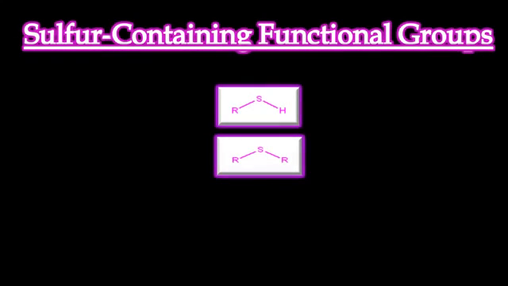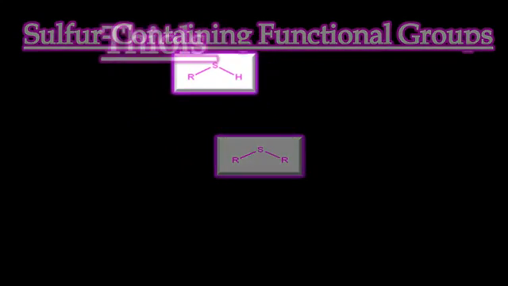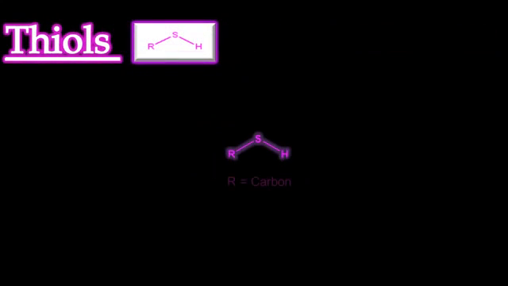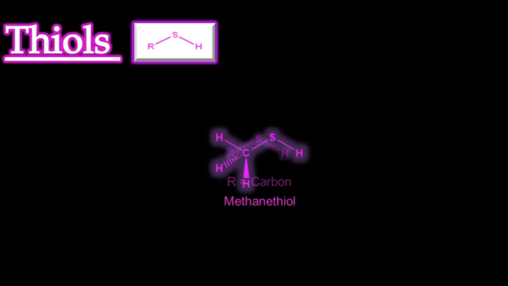Sulfur-containing functional groups. Let's start with thiols. Thiols consist of a single sulfur bonded to a carbon group and a hydrogen. Methane thiol is an example of a simple thiol. It features a methyl group as the carbon-containing group and a single hydrogen bonded to the sulfur atom.